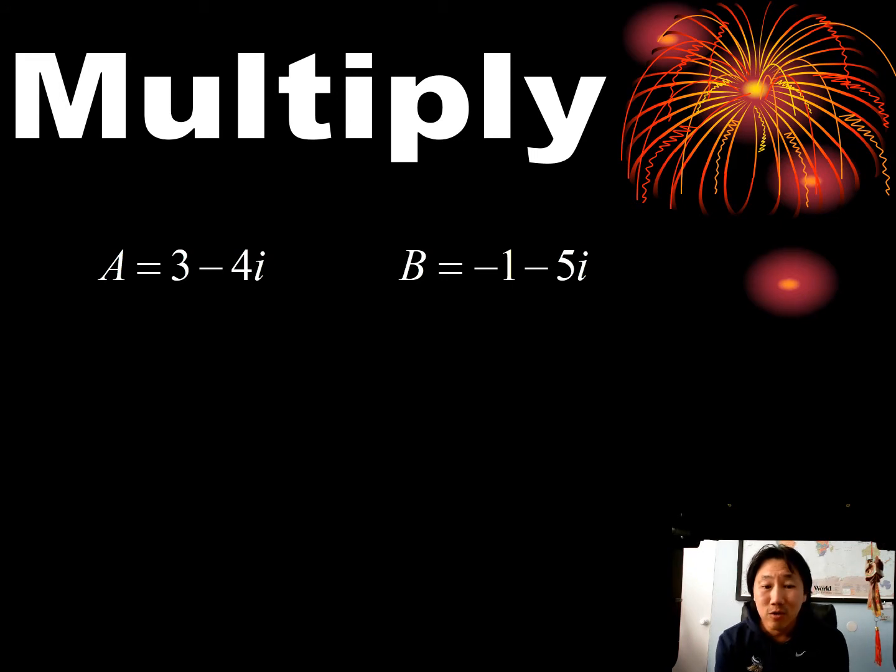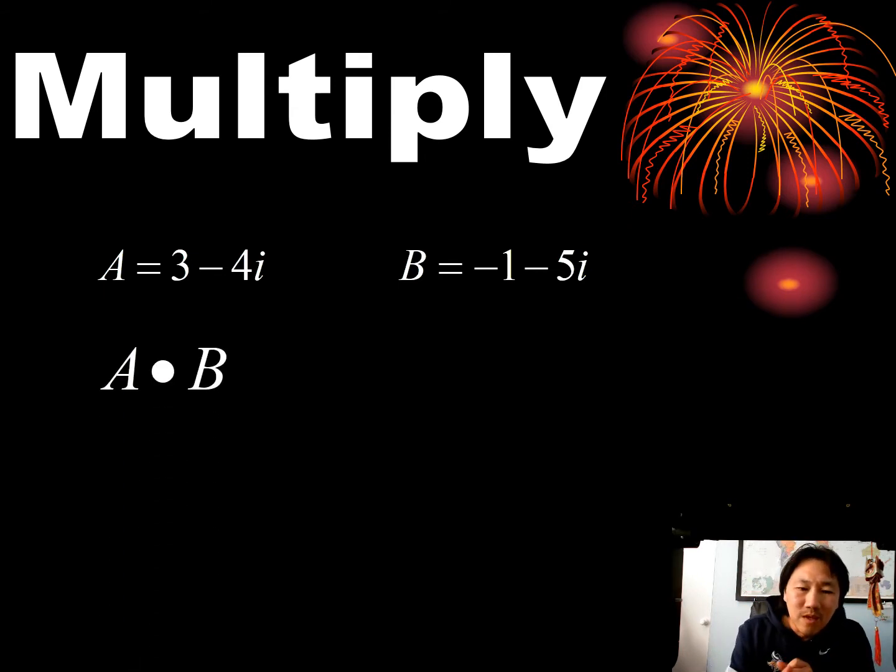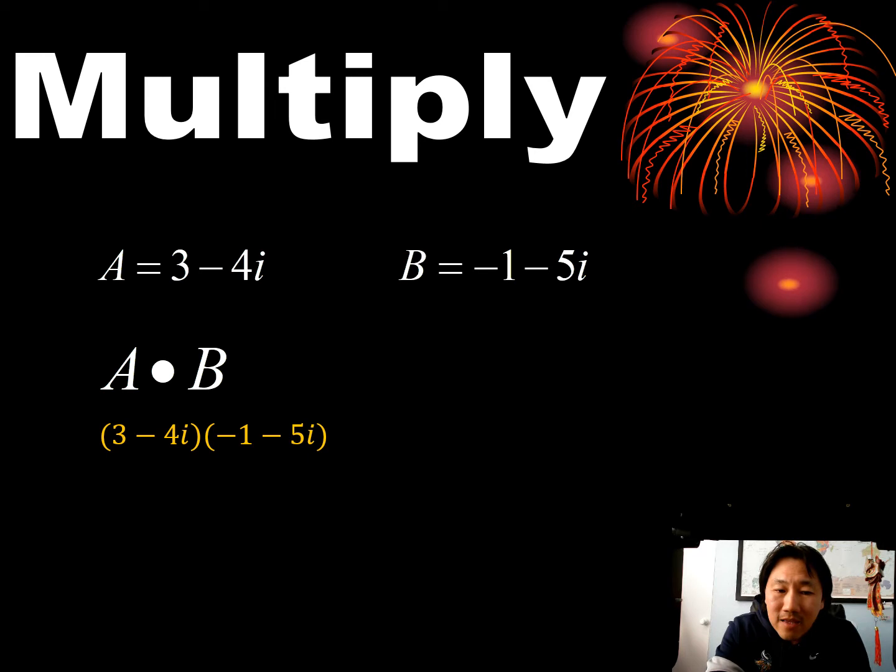Here we have again two numbers. We have a number A and a number B. Remember, it looks like more than one term, but it's actually one solid number. It just has a real part and an imaginary part that goes with it. All right, so let's multiply A times B. What you do is you just substitute in the A and the B. Make sure you put them into parentheses.